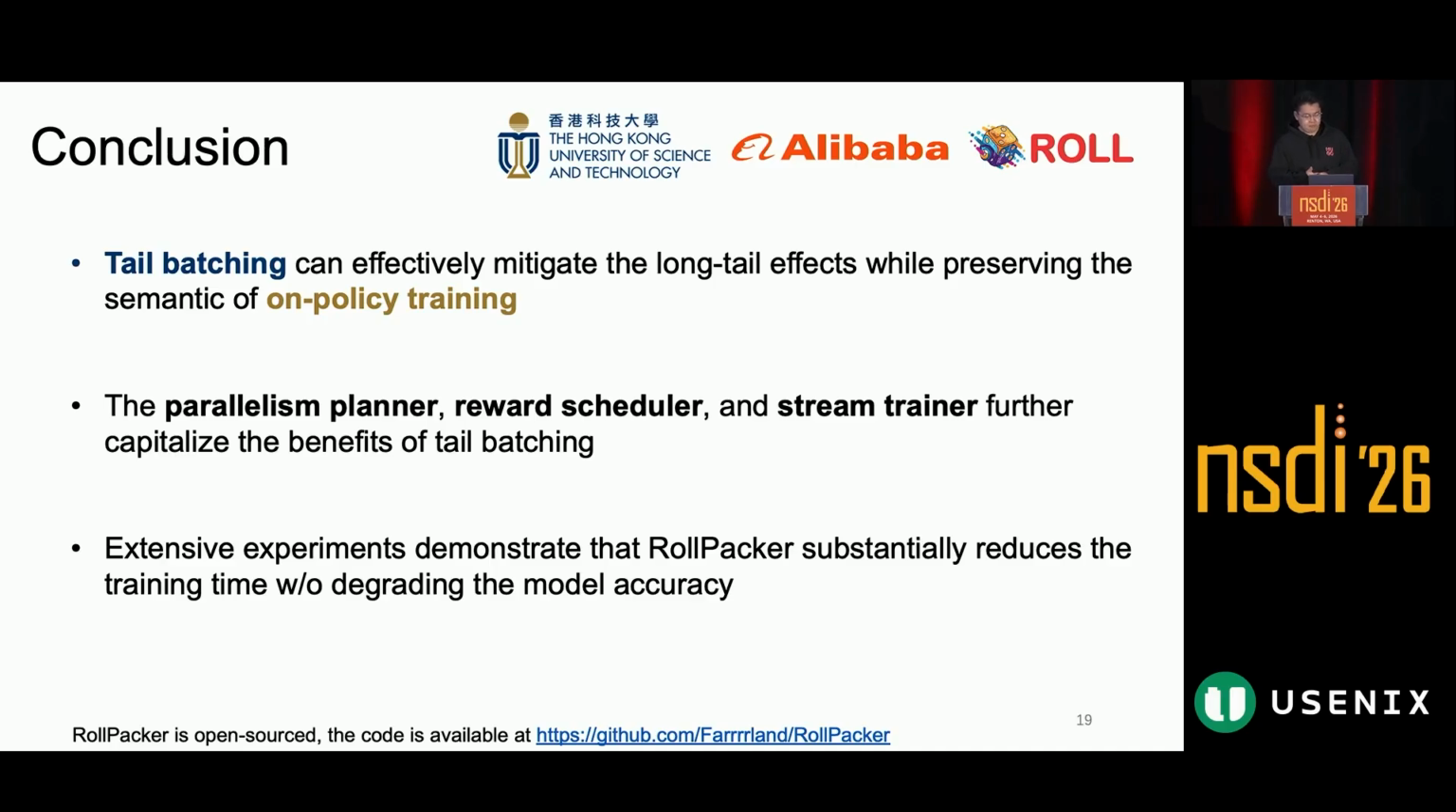To conclude, we propose tail batching, which can effectively mitigate the long tail effects while preserving the semantics of on-policy training. Our proposed parallelism planner, reward scheduler, and stream trainer further capitalize on the benefits of tail batching. And our experiments on multiple models and scales show that RollPacker substantially reduces training time without affecting the model accuracy.